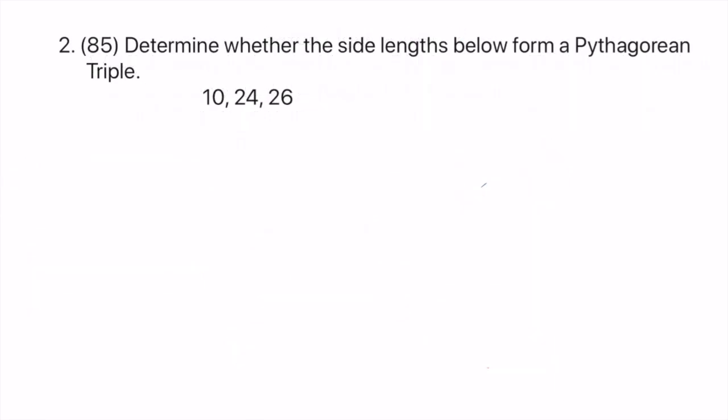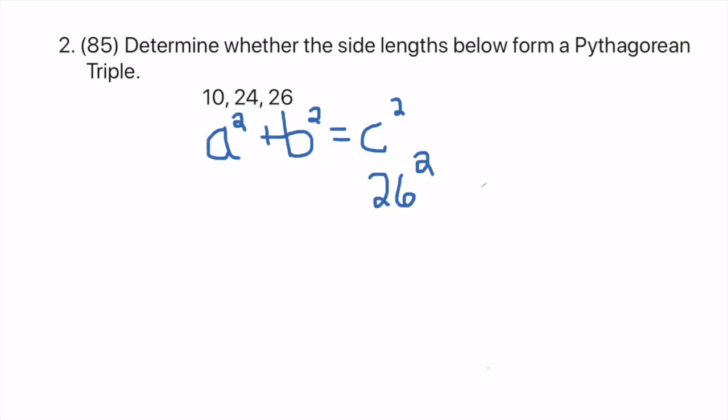Number 2, it says determine whether the side lengths below form a Pythagorean triple. So you could easily just take these and plug them into our Pythagorean theorem and see if it works. So remember, our Pythagorean theorem is a squared plus b squared equals c squared. And c is always our hypotenuse and our biggest side. So I know c is going to be our biggest number, which is 26 squared. And then the a and the b, it doesn't matter which order you put these two numbers in. You could put the 10 first or the 24 first, it doesn't matter.